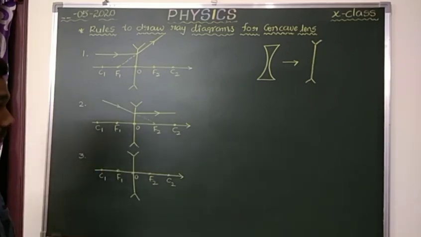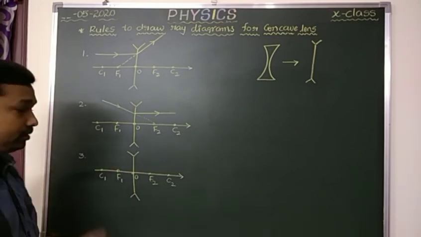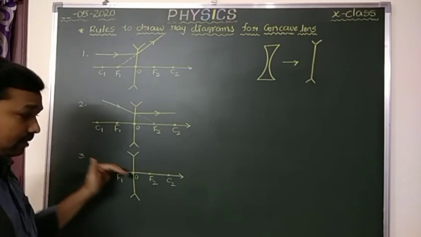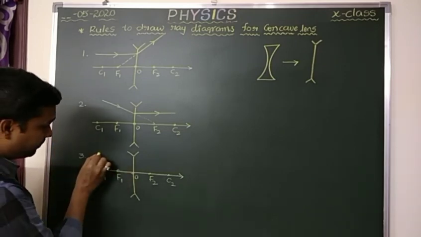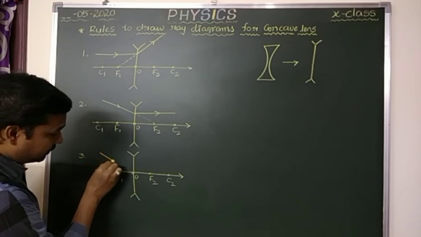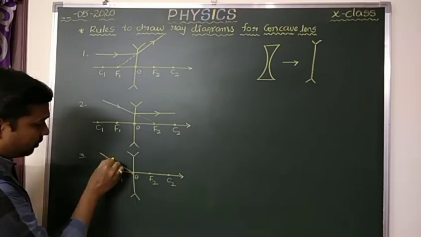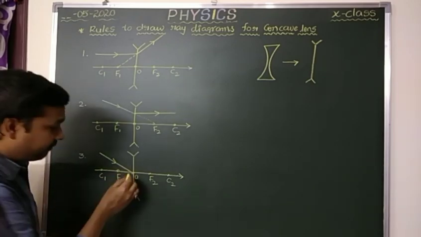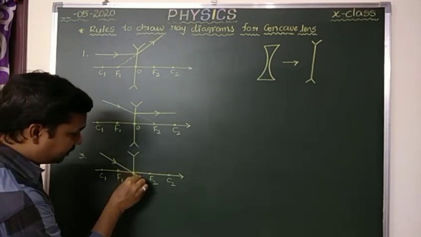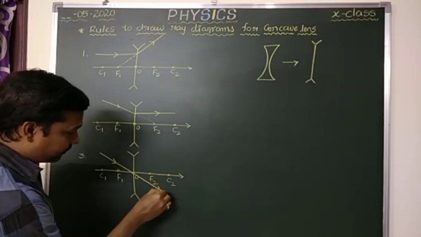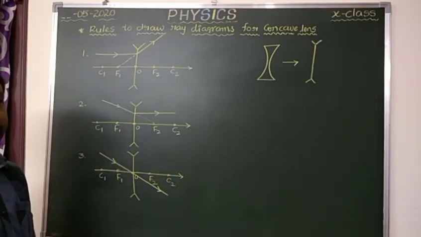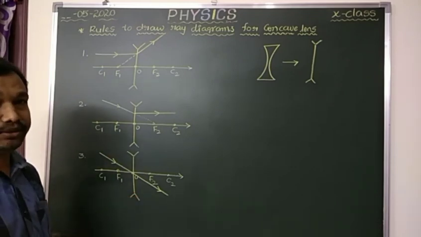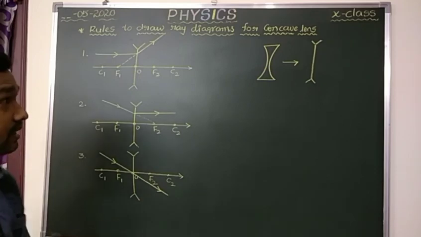Third, a light ray which is moving toward the optic center. What happens to the light ray? The light ray gets refracted, and the refracted light ray passes without any deviation. In a concave lens or convex lens, a light ray passing through the optic center undergoes no deviation. These are the three rules.